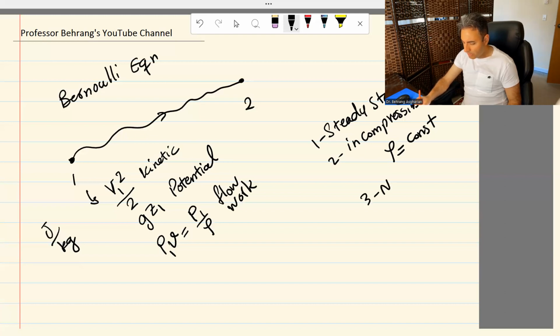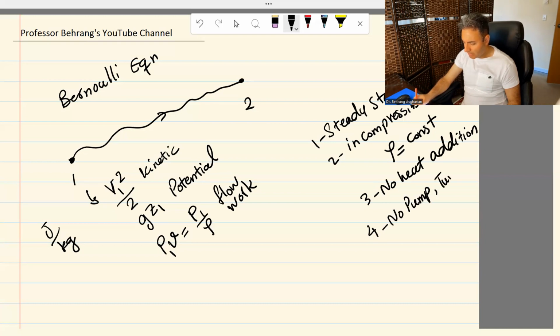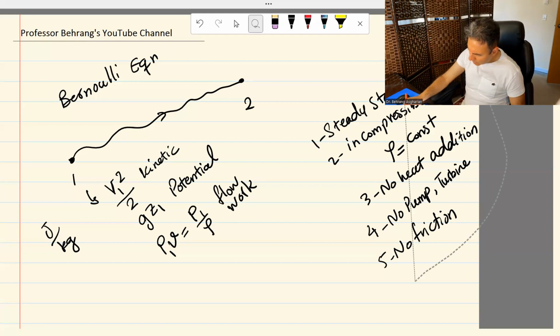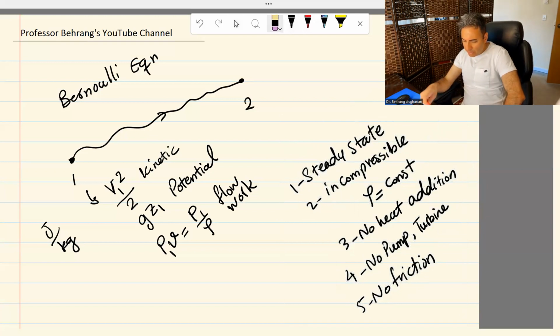Then no heat addition. You don't add any heat or extraction, no cooling, no heating, basically. No pump or turbine, nothing that adds energy or extracts energy from the system. And the last one is no friction. So these are the conditions for the incompressible form of the Bernoulli equation. I'm going to move these conditions here because I don't want my face to block them. And if these conditions are there, you can use the Bernoulli equation.